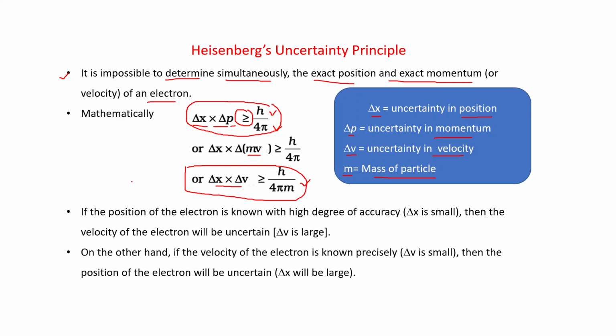The same conclusion we can find from this. That is, the minimum product of delta x and delta v is equal to h by 4 pi m. If the position of the electron is known with a high degree of accuracy, it means delta x is small, then the velocity of the electron will be uncertain, that is delta v is large. On the other hand, if the velocity of the electron is known precisely, that is delta v is small, then the position of the electron will be uncertain, that is delta x will be large.